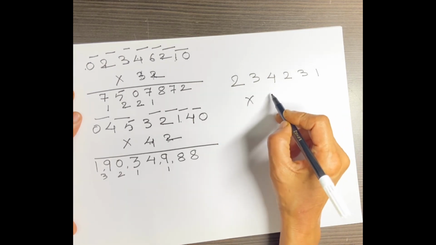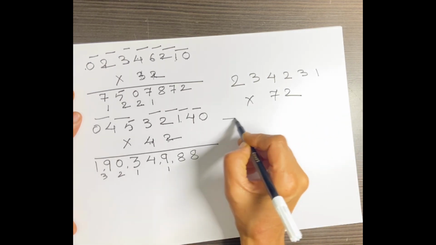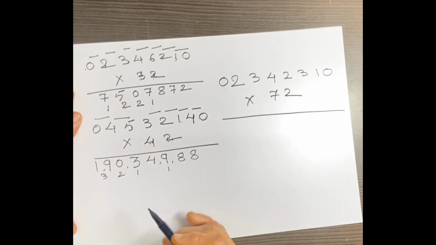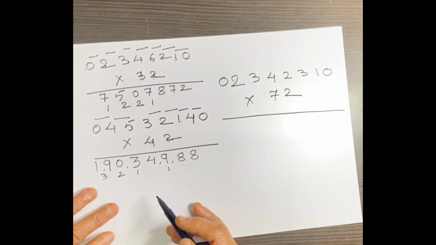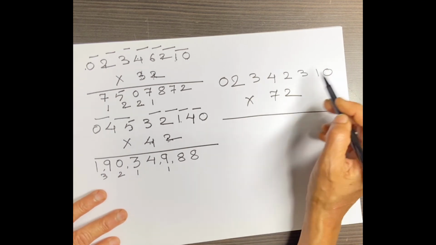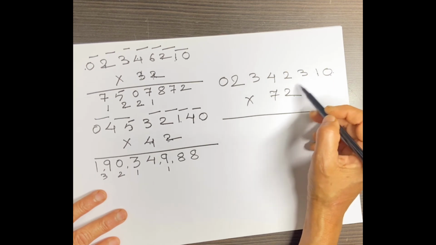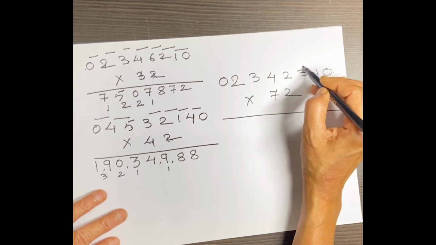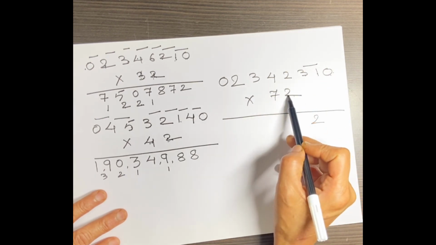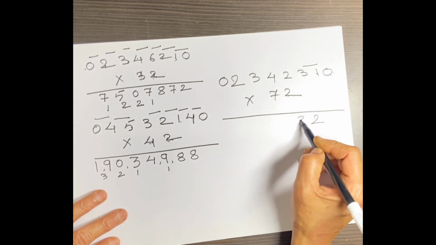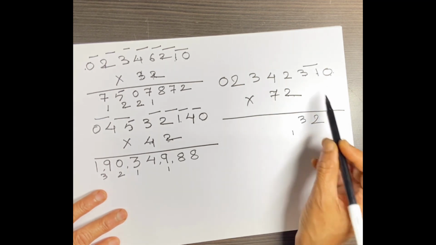Into 72, I am taking a greater number now. Prefix and suffix the number by 0 and start multiplying crosswise. 7 zeros are 0, 2 ones are 2. So 0 plus 2 is 2. Now next pair, 3 twos are 6 plus 7 ones are 7. 7 plus 6, 13. So 3 and 1.